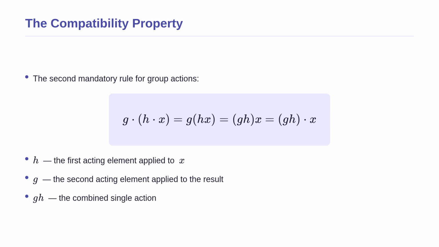Building on the identity property, we have the second mandatory rule for group actions, called compatibility. It tells us what happens when we apply two different actions, one after the other, in a sequence. The left side of the equation shows the element H acting on X first, followed by the element G acting on that new result. The right side shows that we get the exact same final outcome if we first combine G and H into a single new element, GH, and then apply that combined element to X in one single step. This guarantees that the structure of the group is perfectly preserved when it acts upon itself.